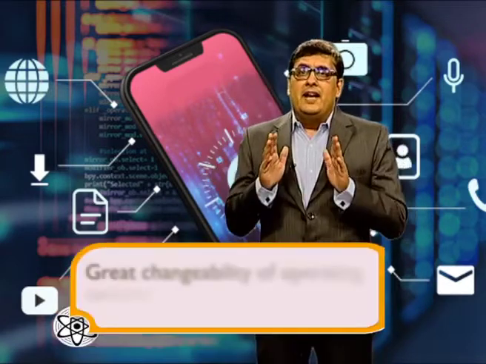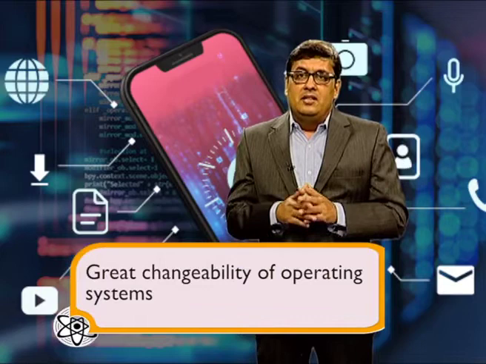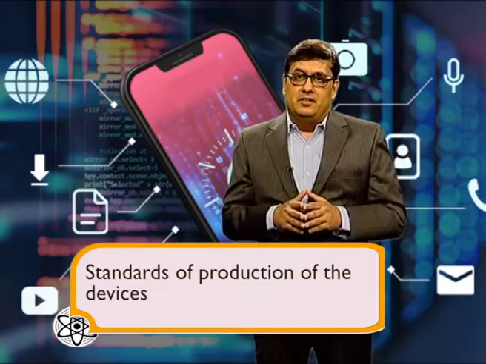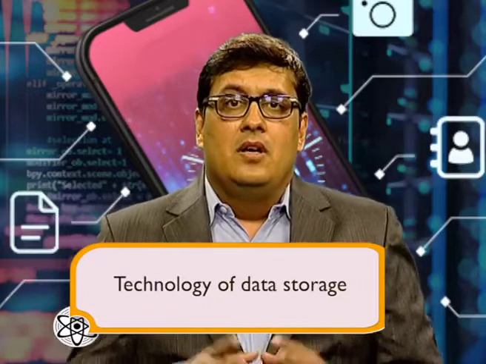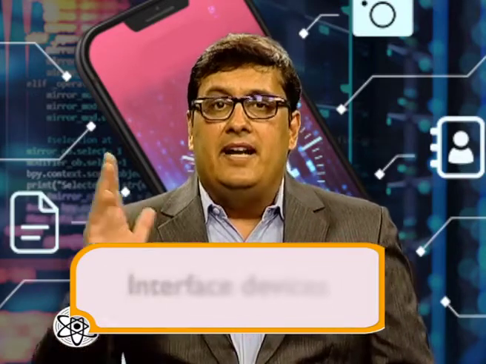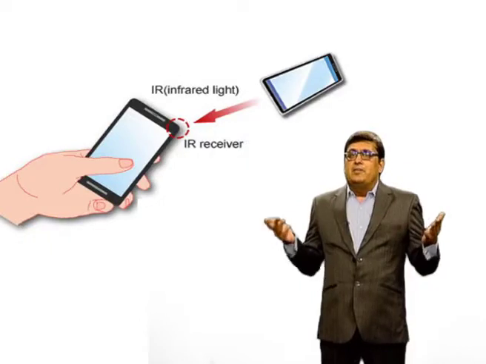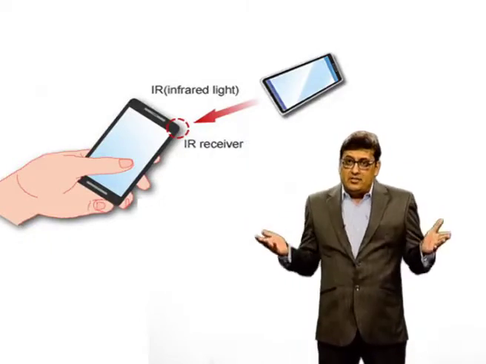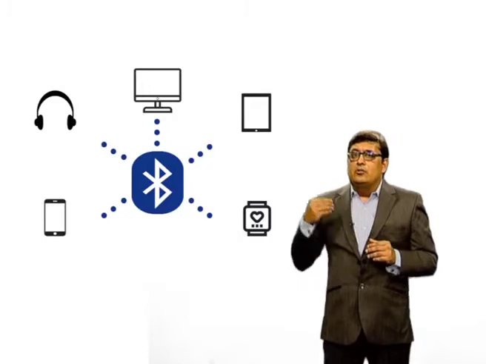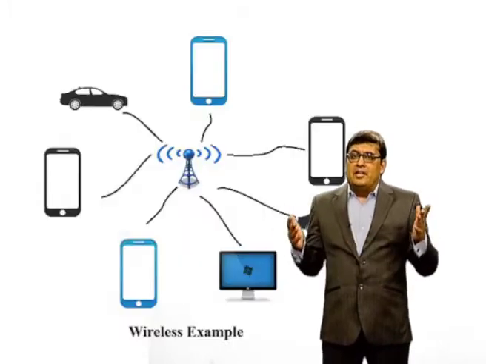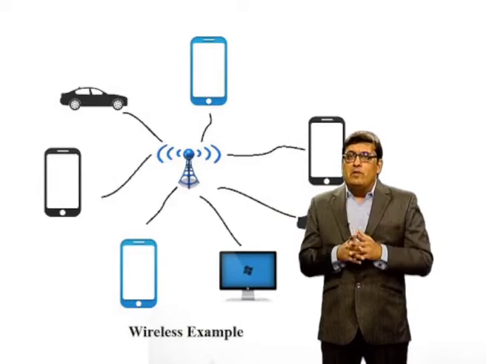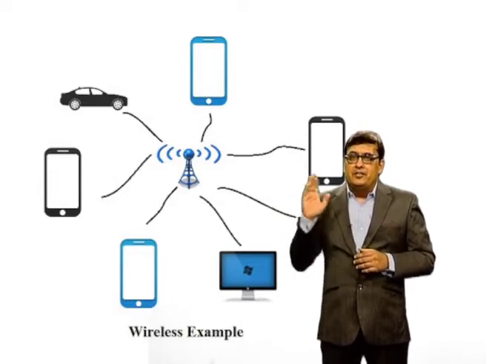First, great changeability of operating systems, standards of production of the devices, technology of data storage, procedures of data protection and interface devices. The diversity of platforms of mobile devices is in contrast to standardization in the computer world. Second, utilization of wireless technology for communication, for example, infrared communication with a range of a few meters, Bluetooth communication with 20 meters of range, or wireless communication by standard 802.11 with a range of up to 100 meters.